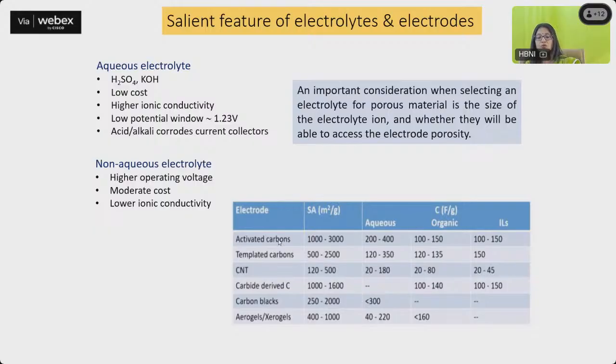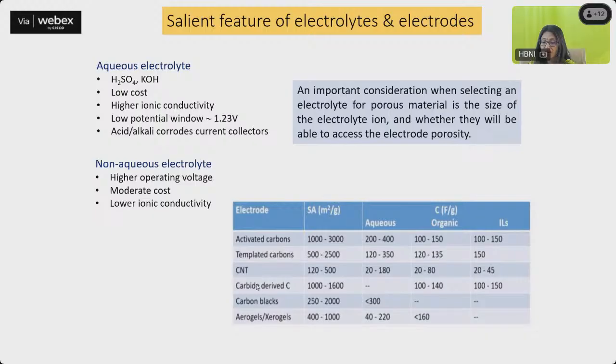So now let's look into all these different electrode materials like activated carbon, templated carbon, CNT, carbide-derived carbon, carbon blacks or aerogels, whatever you have. You look into the surface area. And then you see if you're having activated carbon with a surface area of 1000 to 3000 meter square per gram, if you are using different electrolytes, you just see how the capacitance value changes. So if you are having activated carbon and you are using an aqueous electrolyte, you find that the capacitance value is going to be higher than what you get in case of organic.